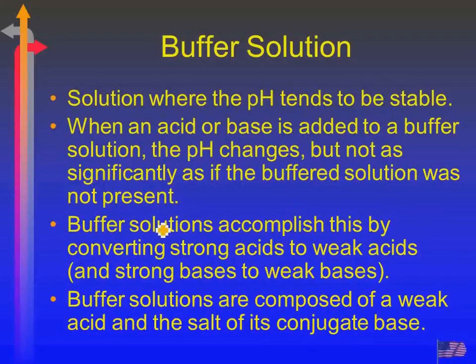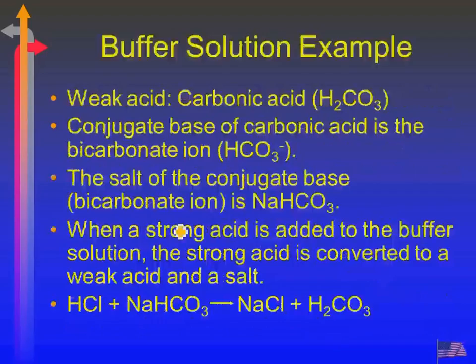And if you look at it from a physiological standpoint, 7.35 to 7.45 is an extremely narrow range of hydrogen ions. So what the buffer solution tries to do is convert that strong acid to a weak acid, and strong bases to a weak base, and a salt as an ultimate product. So here's an example. This carbonic acid. It's a weak acid. Very limited amount of hydrogen ions free when this is placed into solution. The conjugate base of carbonic acid is the bicarbonate ion. The salt is going to be sodium bicarbonate.